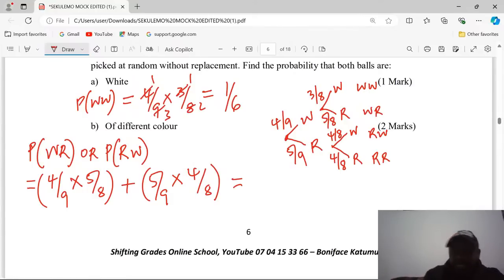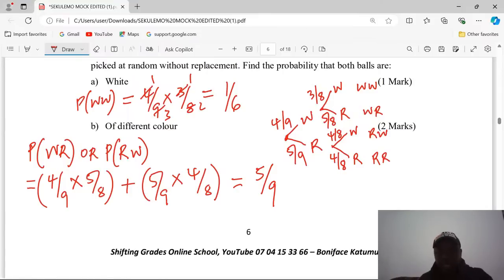We can just compute this. 4/9 multiplied by 5 out of 8. Then we add 5/9 multiplied by 4 out of 8. This is giving us exactly 5/9. So the probability is 5/9.